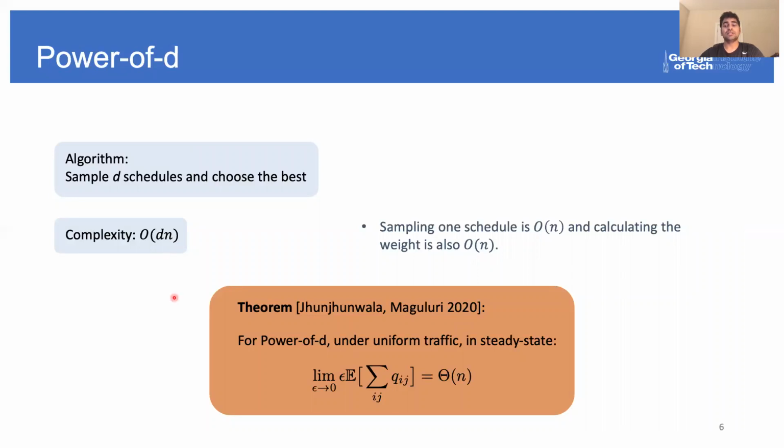Now, power of D is not throughput optimal, but we know that it is stable under uniform traffic. So we show that under uniform traffic, power of D is heavy traffic optimal, which means that the scaled mean sum queue length for power of D under uniform traffic is order n.